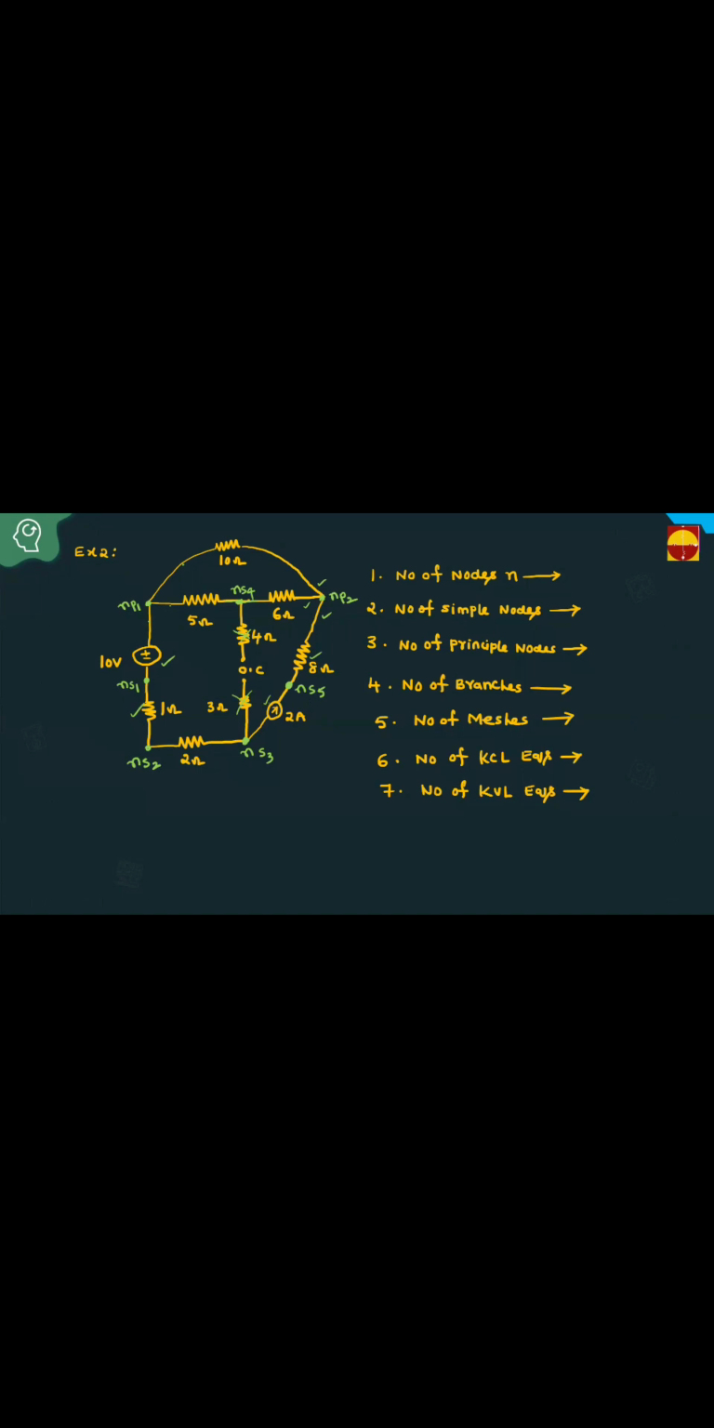Total how many nodes, friends? This is one branch, connected here now. That is also one simple node. Clear? Now total how many nodes? 5 simple nodes, 2 principal nodes. Number of nodes equal to 7, students.